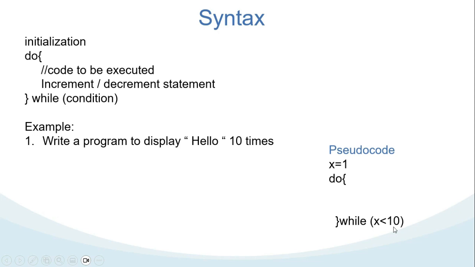And then, how to reach from 1 to 10? It means we need to increase x by 1 each time we execute the code. So it's x plus plus. It means x equals x plus 1. Next, what's the statement or the code to be executed? Here is the hello.